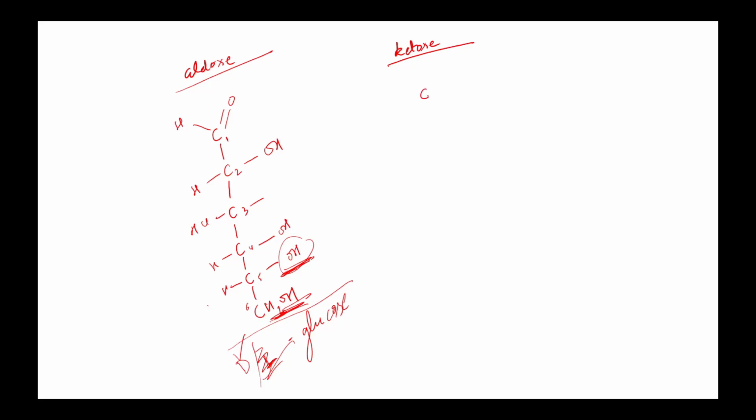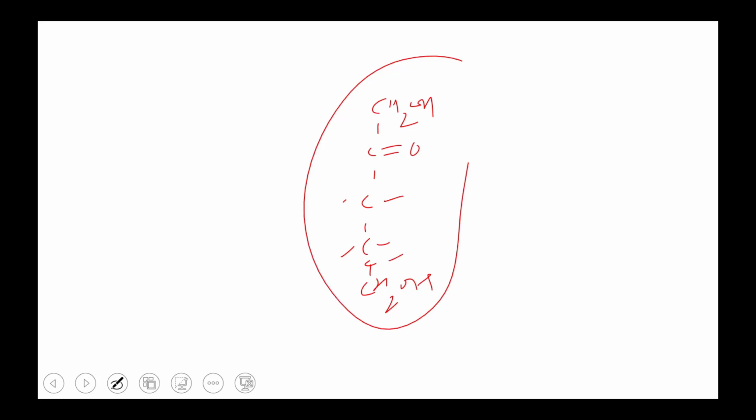Fructose is also another sugar. If we look at all 6 carbons, the functional group is situated here. This is the ketone functional group, and the remaining are arranged as we saw in the glucose structure. Yes, one more carbon which I missed. So this is the fructose structure.